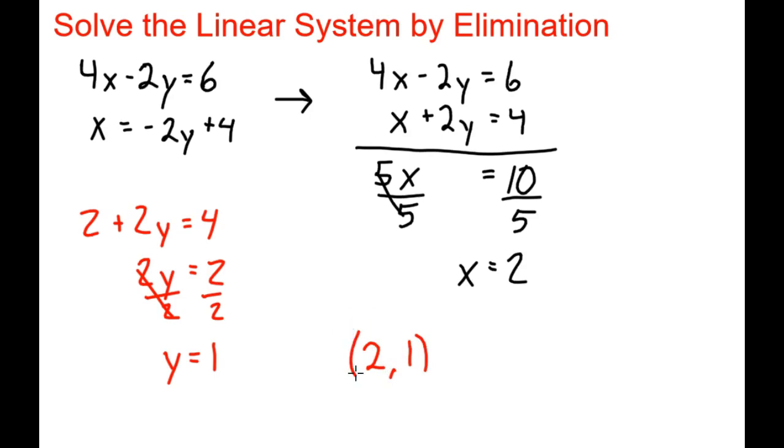Just like the last two examples, we should plug these x and y values into each equation to make sure they work. 4 times 2 is 8. 8 minus 2 gets us 6. If I take 2 plus 2, we get a value of 4. So this ordered pair 2, 1 is a solution to each equation, which means it's a solution to this linear system of equations.